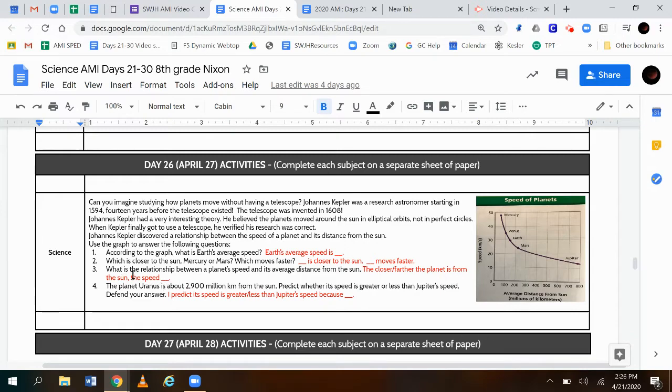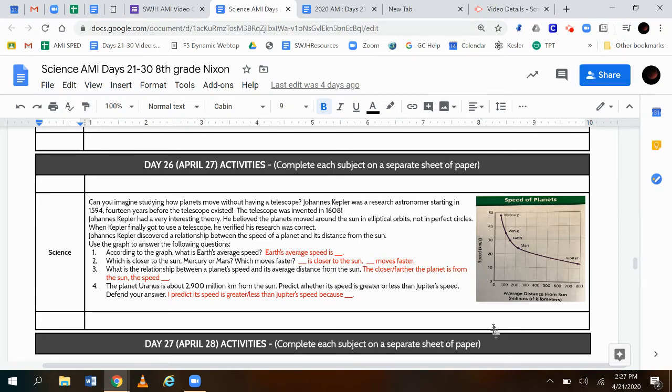Let's look at number 2. Which is closer to the sun, Mercury or Mars? And then which moves faster? Don't forget to answer both parts of a question whenever it's set up like this to have 2 questions in one. So, which is closer to the sun, Mercury or Mars?